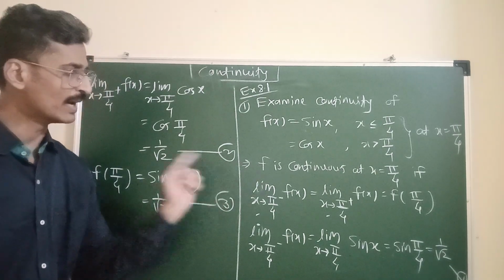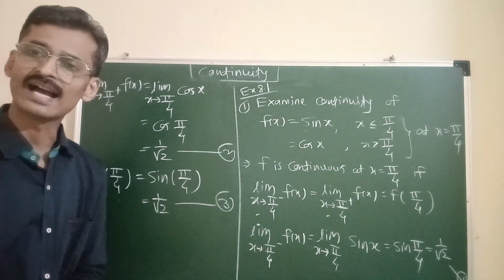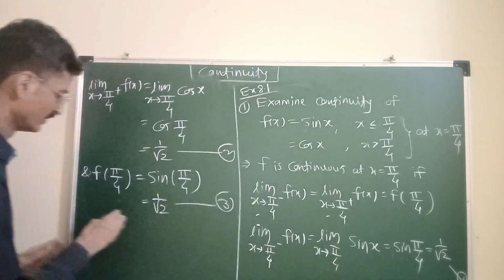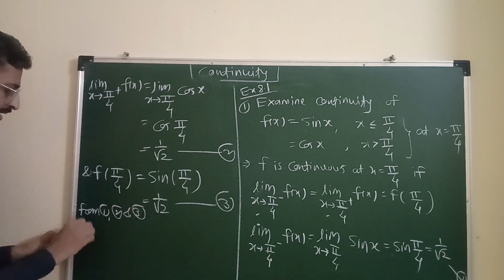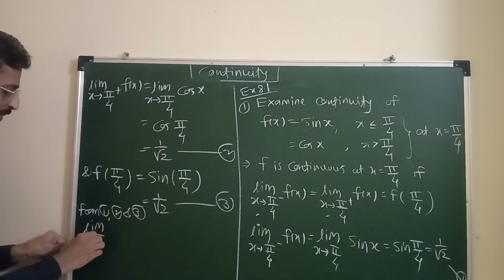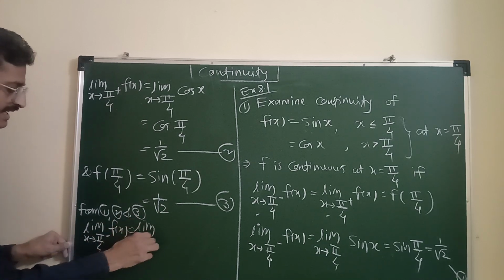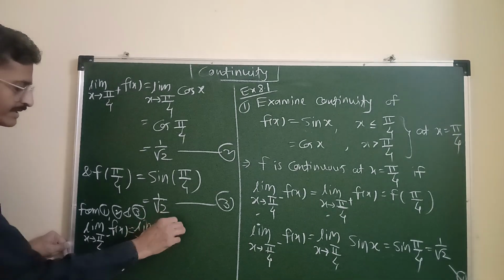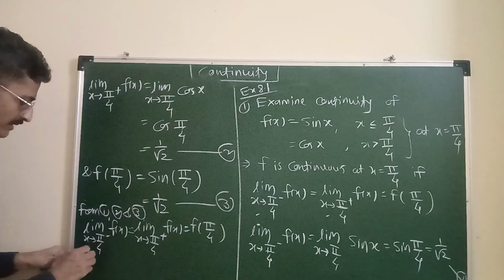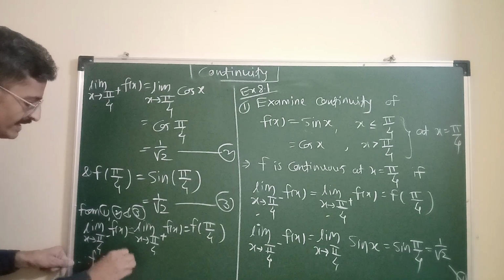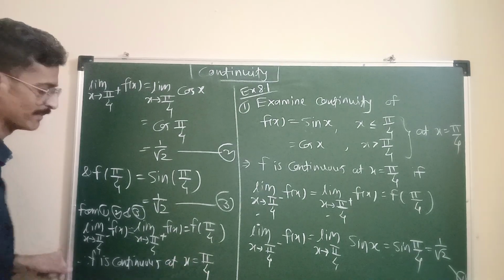So from 1, 2 and 3, all these three are equal. Therefore the function is continuous at x equal to pi by 4. So from 1, 2 and 3, limit x tends to pi by 4 minus, here write left hand side, limit x tends to pi by 4 plus of f(x) is equal to f of pi by 4. And therefore f is continuous at x equal to pi by 4.